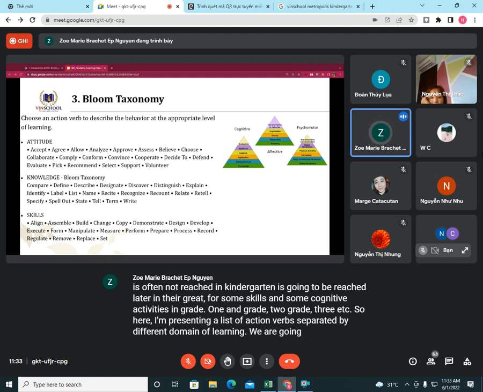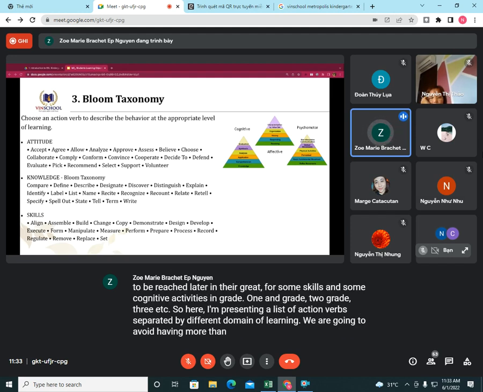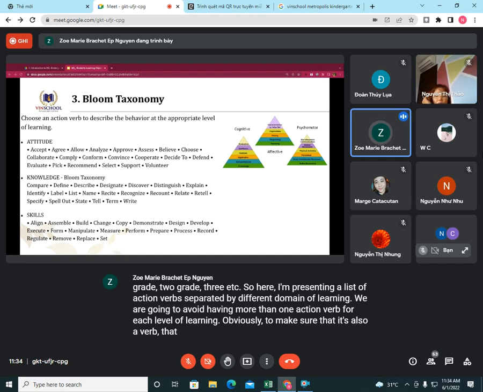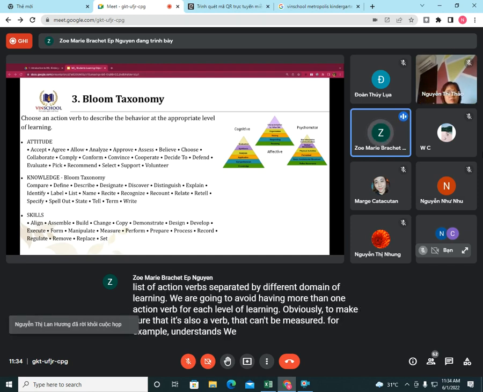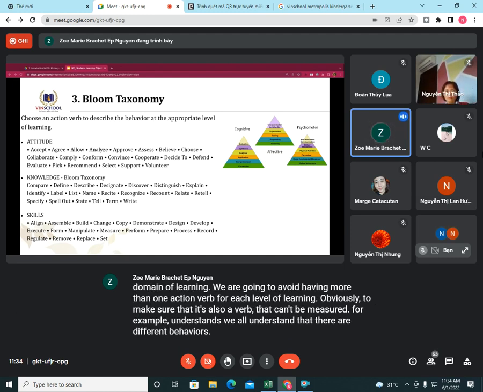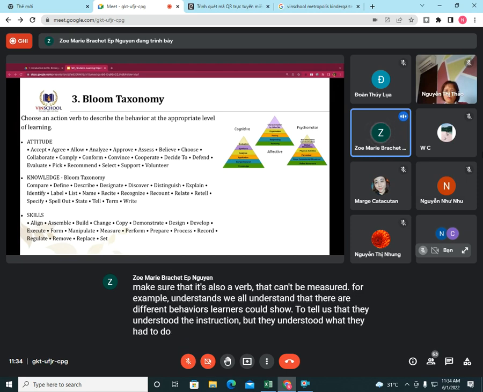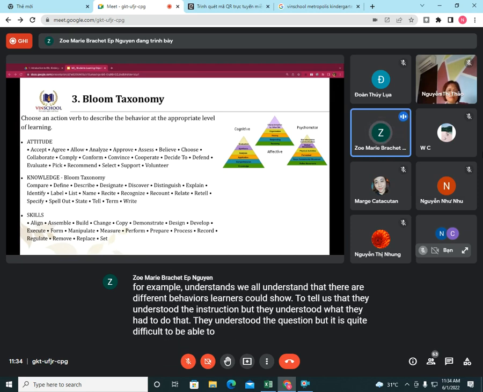We are going to avoid using verbs that can't be measured. For example, understand. We all understand that there are different behaviors learners could show to tell us that they understood the instruction, that they understood what they had to do, that they understood the question. But it is quite difficult to measure a verb like understand.